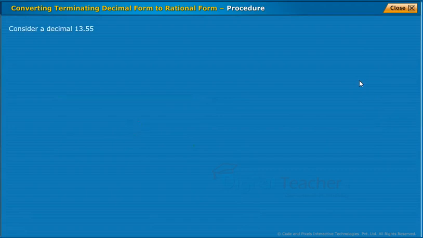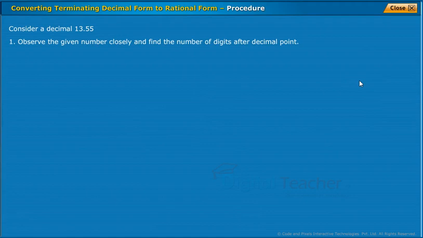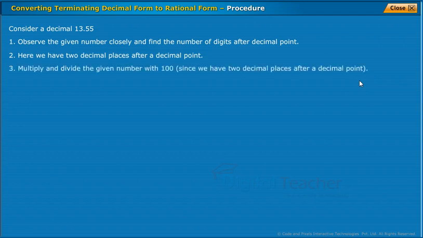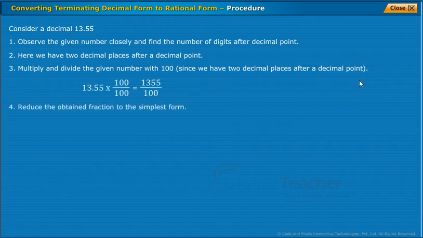Consider a decimal 13.55. Observe the given number closely and find the number of digits after decimal point. Here, we have two decimal places after a decimal point. Multiply and divide the given number with 100, since we have two decimal places after a decimal point. Then we get as shown. Reduce the obtained fraction to the simplest form, as shown on screen.